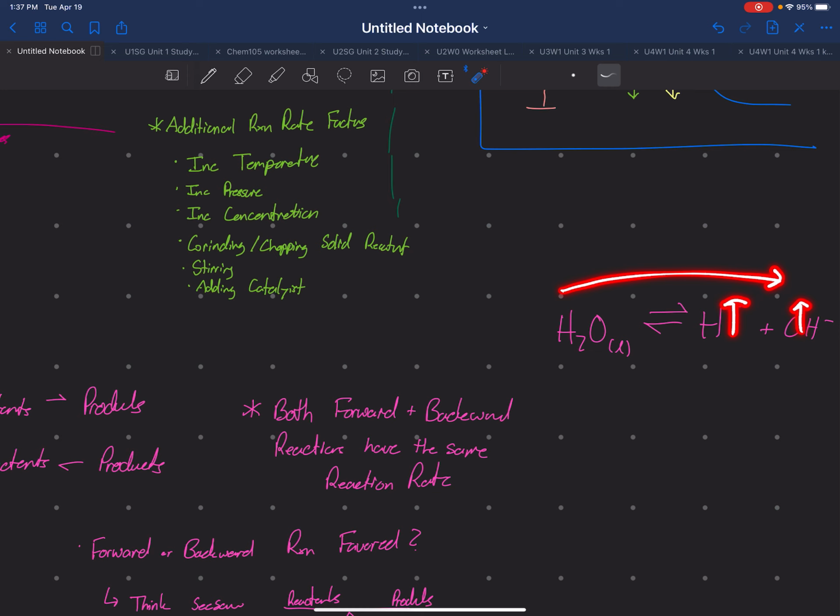Because equilibrium references being equal. So once there's equal amounts of this stuff on both sides, neither reaction wins, they just cancel each other out. Okay, that might have been a little confusing because I went a little too forward.